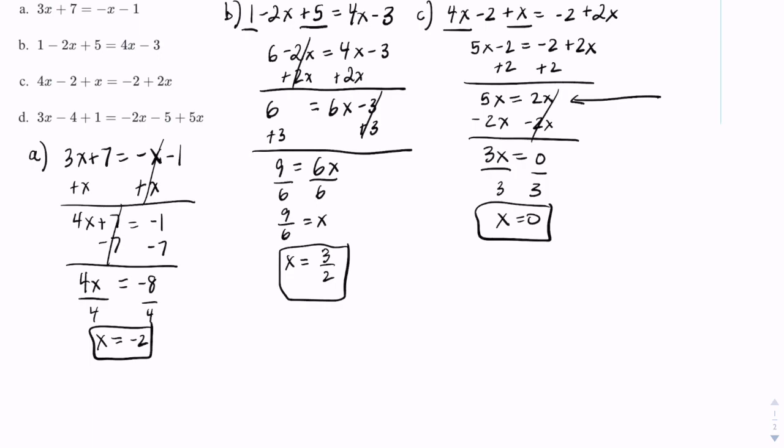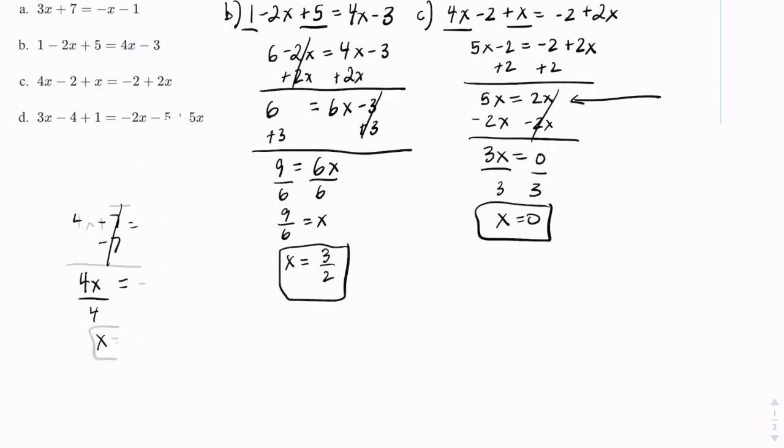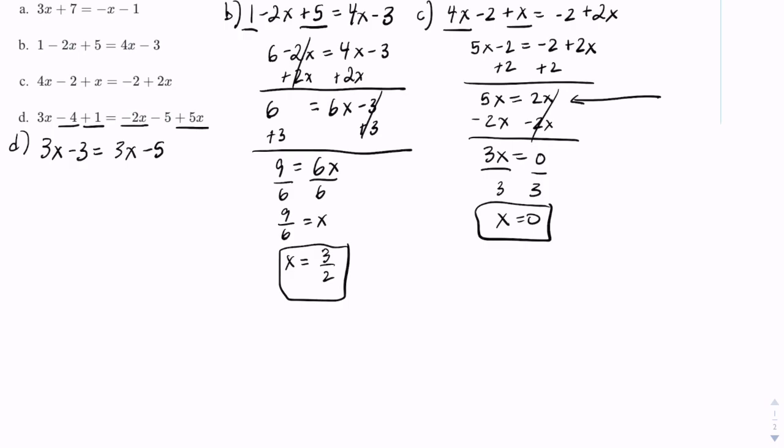Okay, so that's A, B, and C. Let me go and make some space back over here, right? Okay, for D, I'll just write it right under here. So I'm going to combine the negative 4 and the positive 1. So I get 3x minus 4 plus 1 is minus 3. And over on the right side, I have negative 2x and positive 5x. That's 3x minus 5. Now I'm going to subtract 3x from both sides. And I get negative 3, because these cancel, equals negative 5.